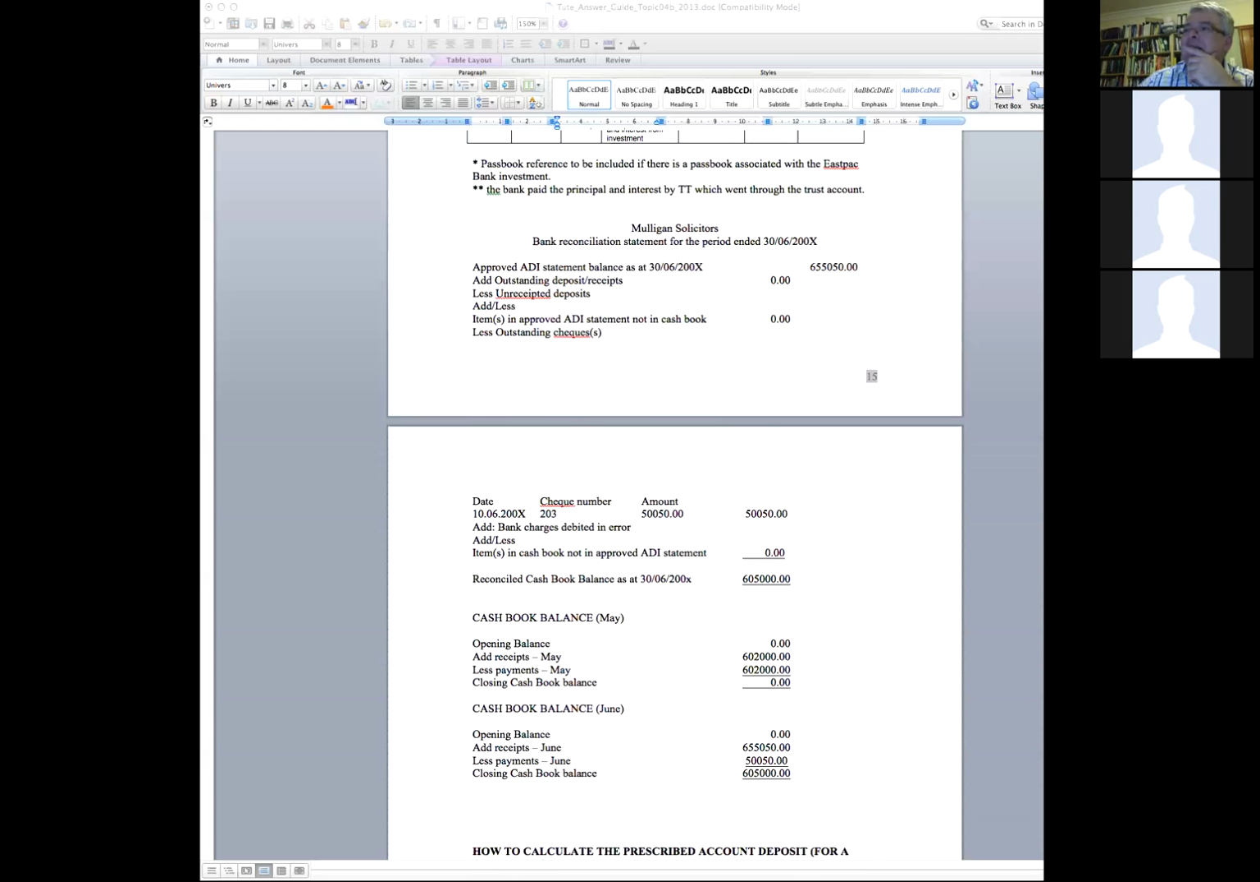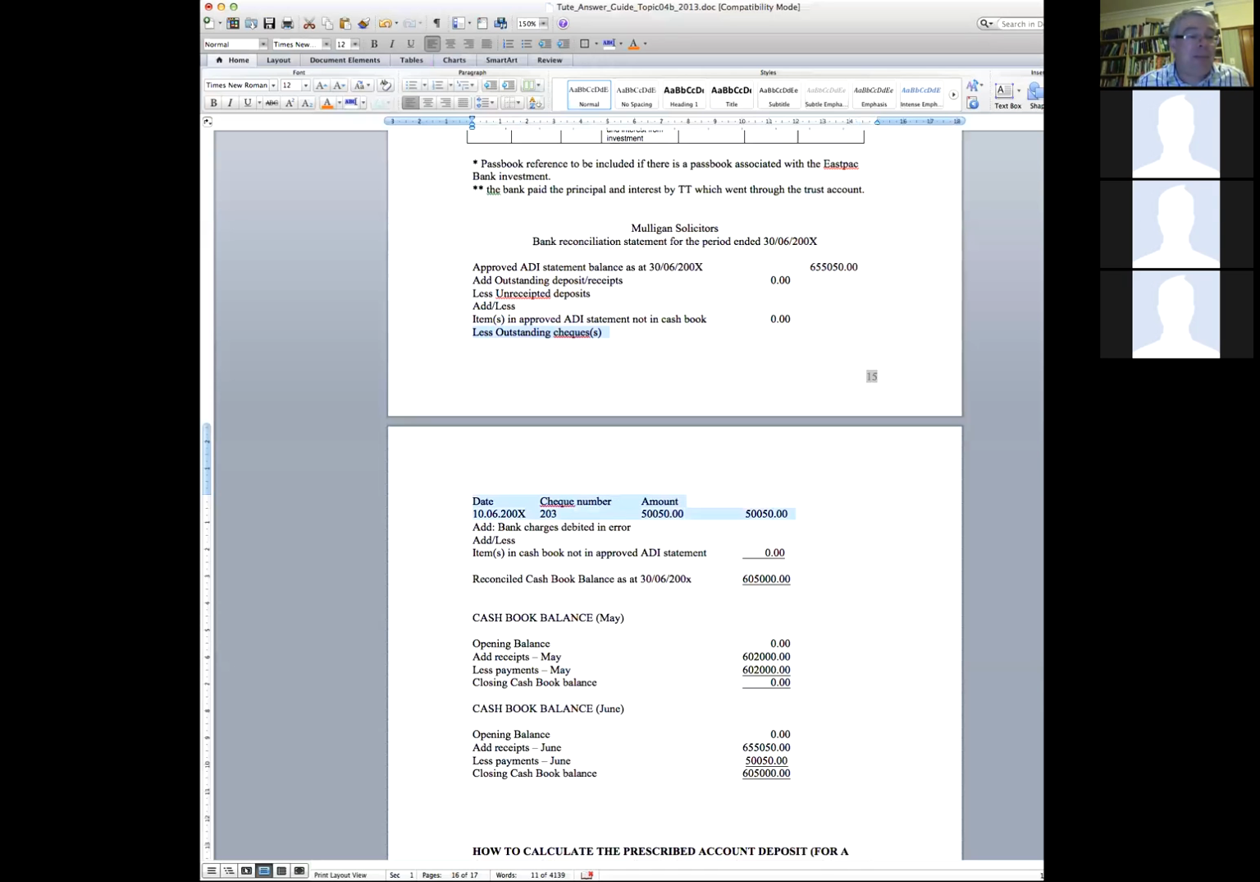So what you'll see in the bank reconciliation statement is this reference here to outstanding checks. You can see here that when you get to the end of the particular month we're looking at, end of June, there was one outstanding check that hadn't been deposited by the payee. So it means that the bank account was overstated, in this case, by $50,050. So in order to get the bank account to be the correct amount, we have to deduct that check.